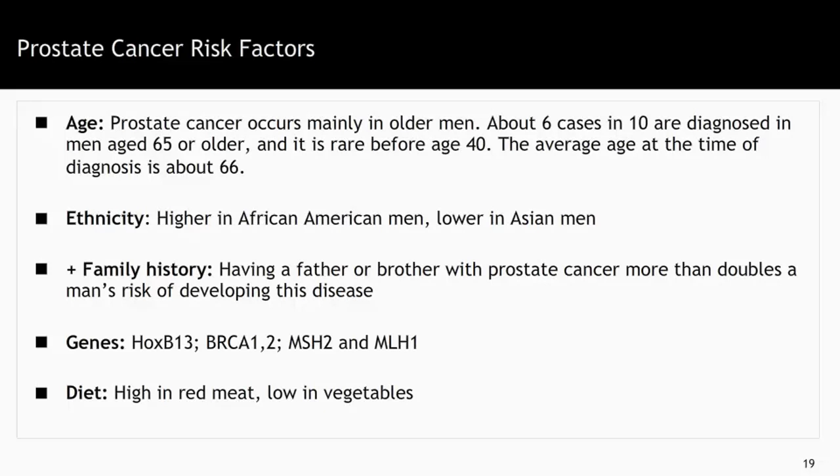Family history is clearly a risk factor. Having a father or brother with prostate cancer more than doubles a man's risk of developing this disease. There are several genes that contribute to prostate cancer risk, including a gene called HOXB13, but also BRCA1 and 2 in men, just like they contribute to breast cancer risk in women. A diet high in red meat and low in vegetables also increases prostate cancer risk, just like it did for breast cancer and colon cancer.